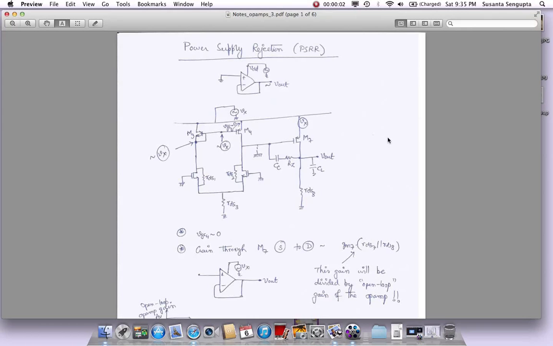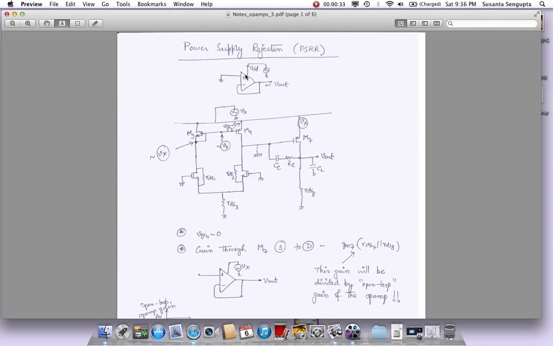So let's also look at something called power supply rejection, or PSRR. PSRR stands for power supply rejection ratio. This is actually a measure of if there is some noise, some unwanted signal, some garbage on the power supply, which is our VDD, then what is the ability of this op-amp to reject this garbage from passing to the output?